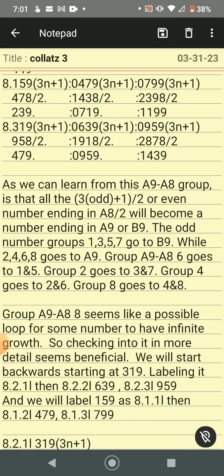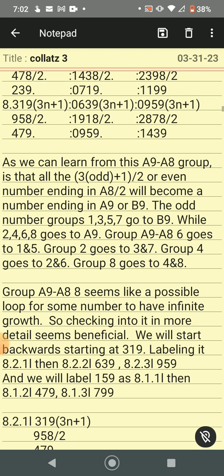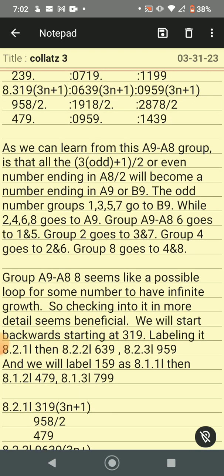As we can learn from this, group A9, A8 is such that all 3 times odd plus 1 divide 2, or even numbers ending in A9 or A8 divide 2, will become a number ending in A9 or B9. The odd number groups 1, 3, 5, and 7 go to B9, while groups 2, 4, 6, 8 go to A9.